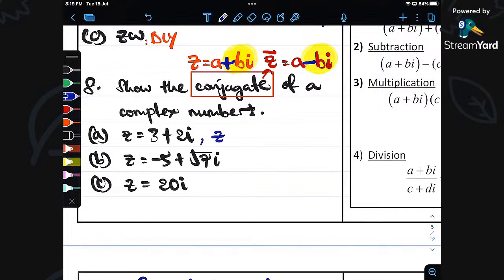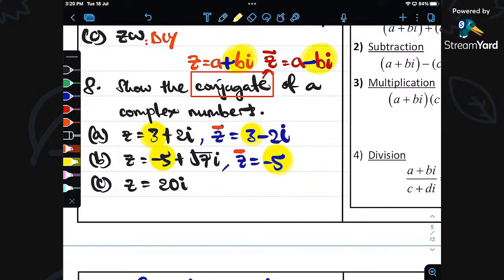So in order to find this conjugate, the answer is just 3 minus 2i. Ta-da! But make sure you write down the bar above the Z. Okay, the bar means the conjugate. And then next one, we have Z equals -5 plus square root 7i. So make sure you understand properly, you have to put the bar above this. And then the real part doesn't change. The real part remains the same. Okay, still the same, -5.